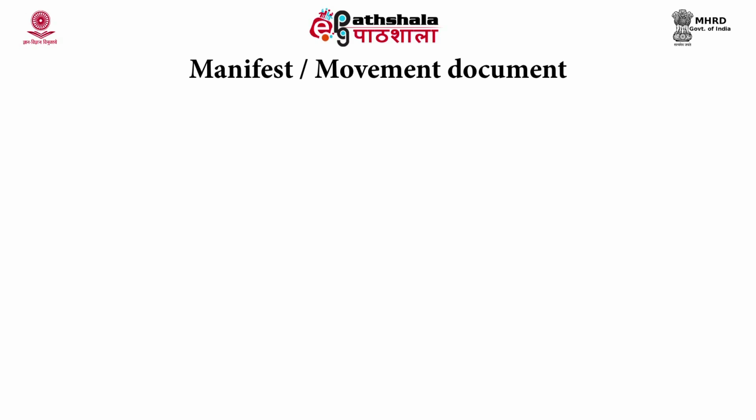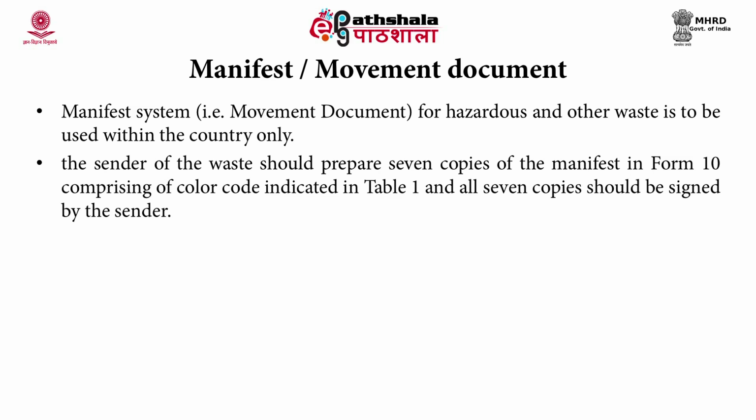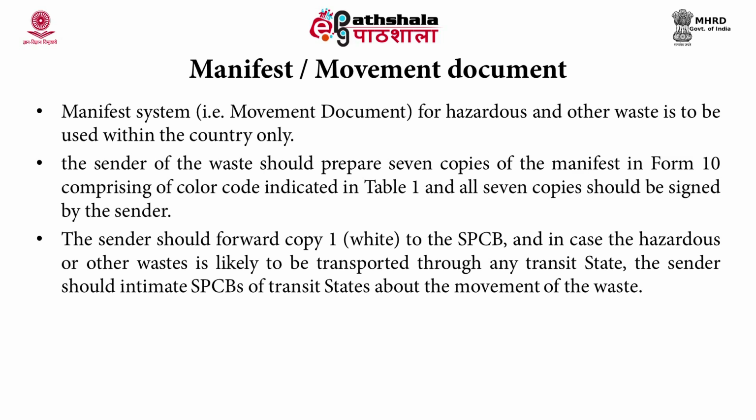Manifest movement document. The manifest system for hazardous and other waste is to be used within the country only. The sender of the waste should prepare 7 copies of the manifest in Form 10, comprising the color code indicated in Table 1, and all 7 copies should be signed by the sender. The sender should forward copy 1 to the SPCB, and in case the hazardous or other waste is likely to be transported through any transit state, the sender should intimate the SPCBs of transit states about the movement of waste.